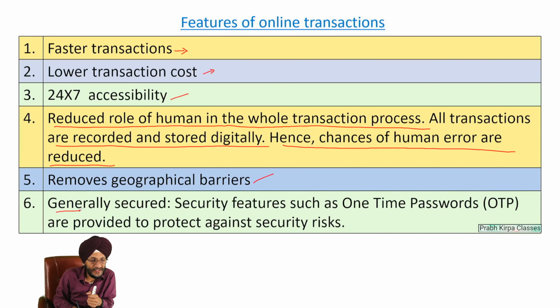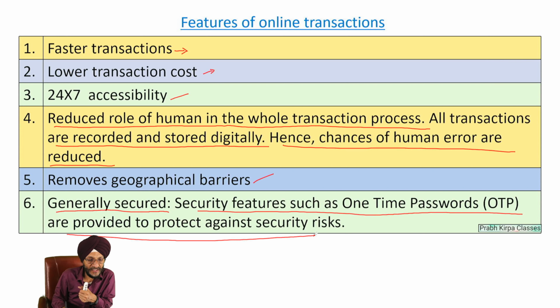Next feature of online transaction is that it is generally secured. Security features such as one-time password are provided to protect against security risks. Though there may be some risks in online transactions, we have to be aware of some precautions which we should take while transacting online. We will discuss those safety points which we should keep in mind while transacting online later.